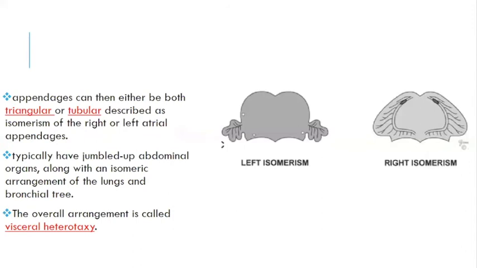Appendages can both be either triangular or tubular. This describes isomerism of the right or the left appendage. These patients typically have jumbled abdominal organs along with isomeric arrangement of the lungs and bronchial tree. The overall arrangement is called visceral heterotaxy. As you can see here, we have both left tubular atrial appendages and right triangular appendages on both sides.